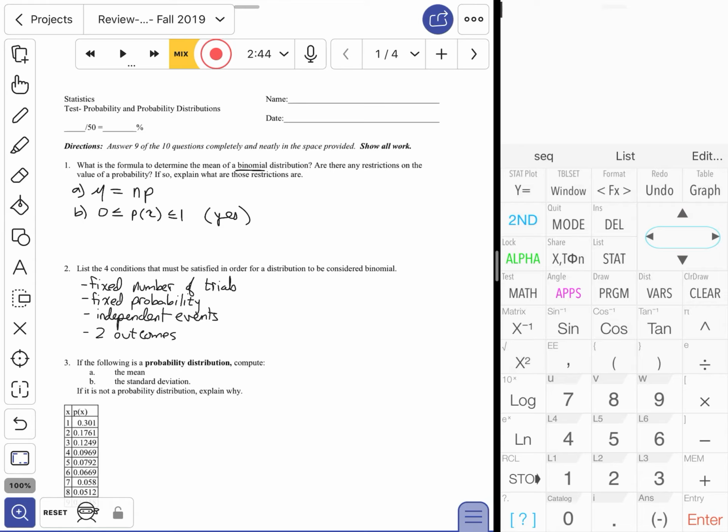For number 2, the 4 conditions that must be satisfied in order for a distribution to be considered binomial: you have a fixed number of trials, fixed probability, independent events, and 2 outcomes. All right, so pretty straightforward stuff, just statements of fact.